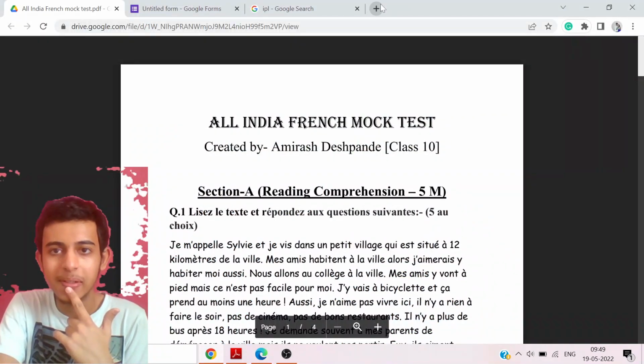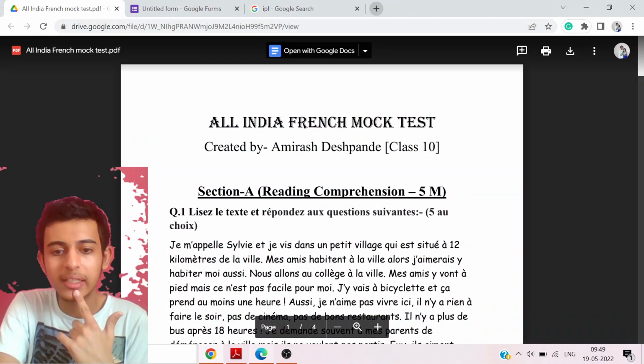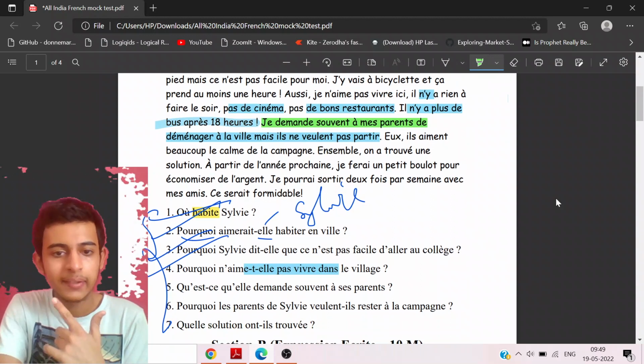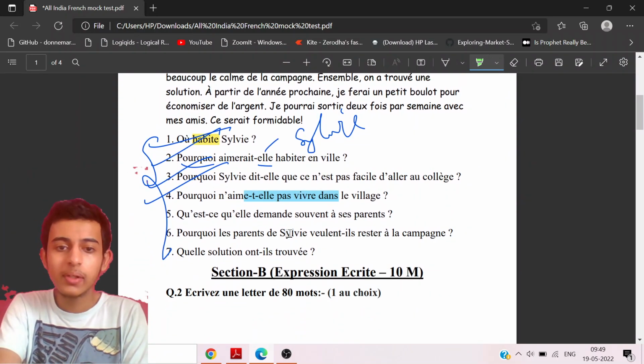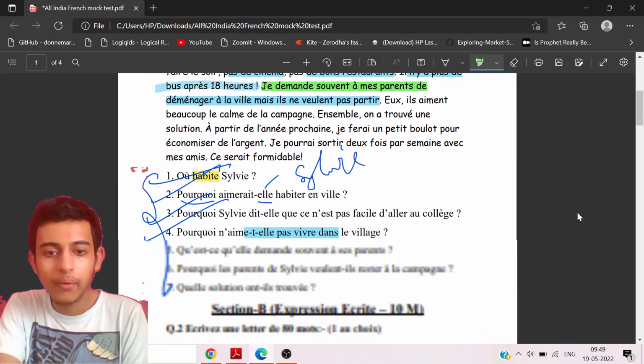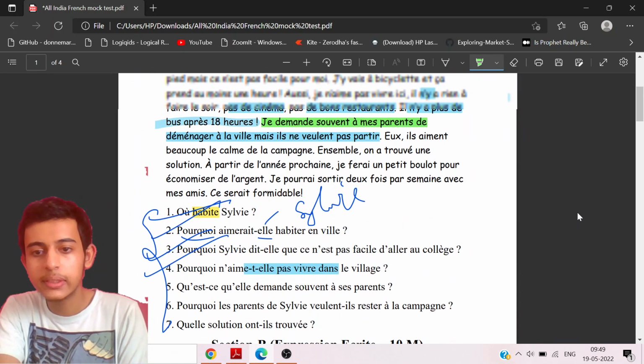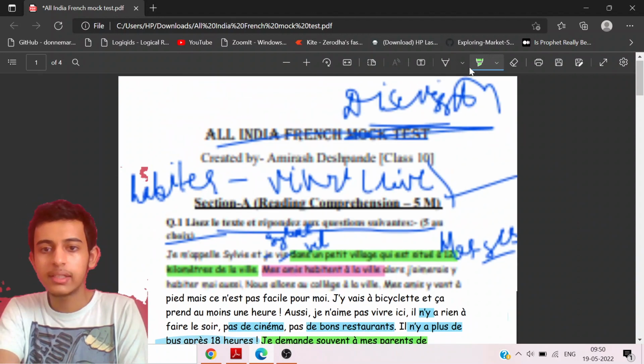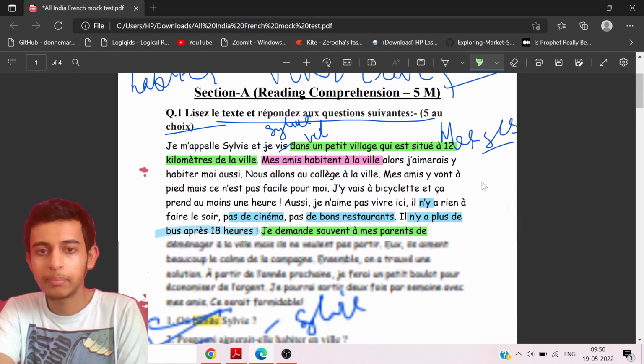Wait a second. Let me just search. Okay, let's do it later. You can search on Google now. I've given you the answer. 6. Pourquoi les parents de Sylvie veulent-ils rester à la campagne? Why do the parents of Sylvie want her to stay in the campagne? That is their village, maybe. What happened?